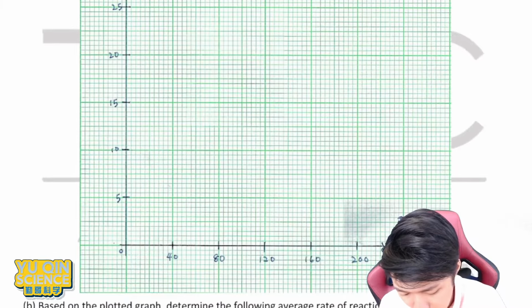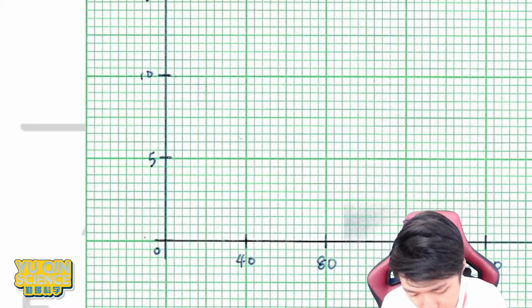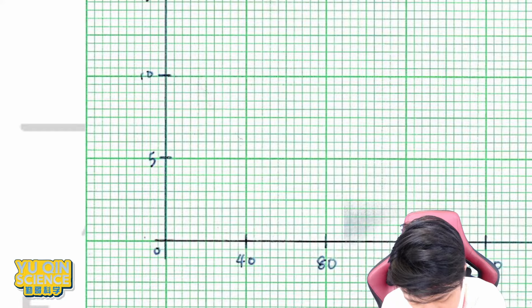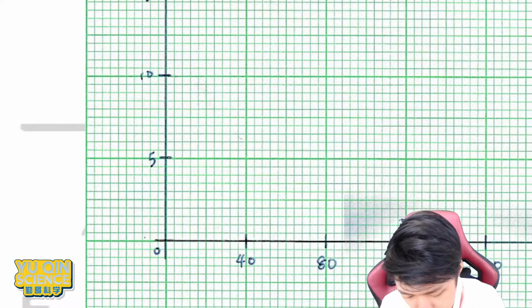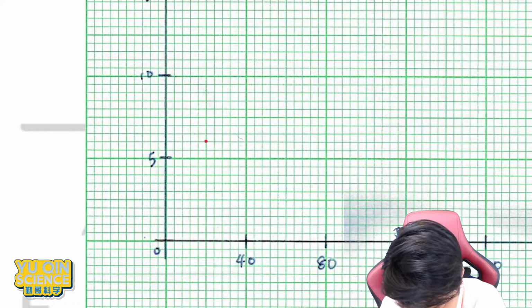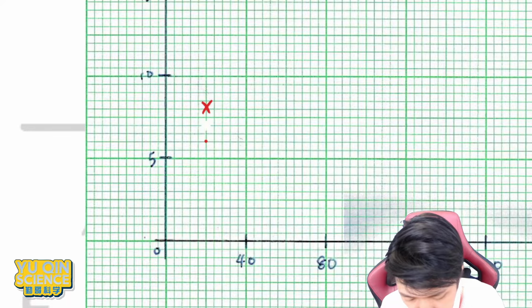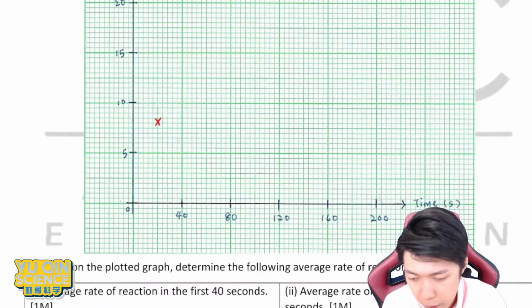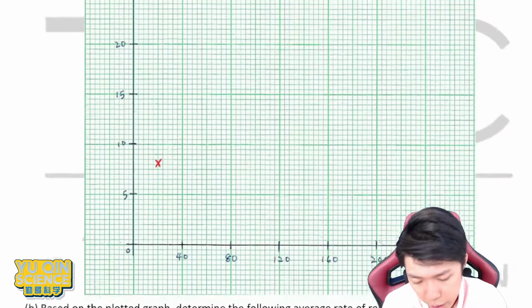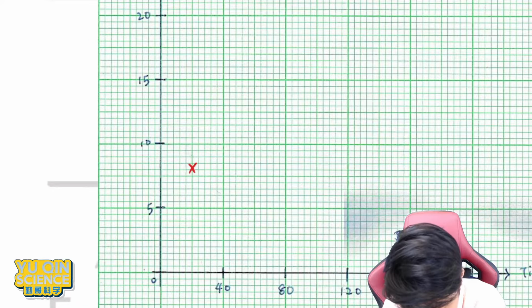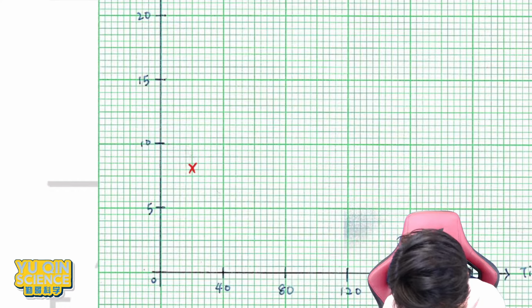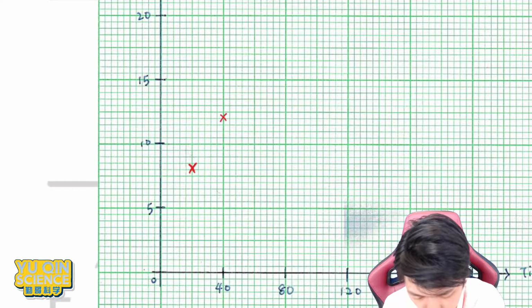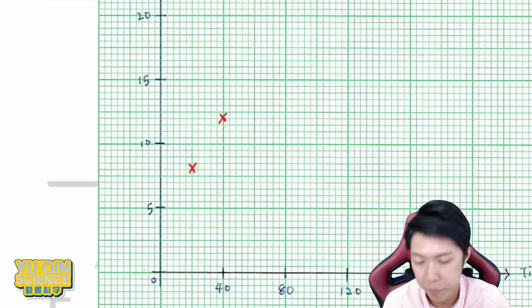28 when time is 20. 5, 6, 7, 8. There you go. Okay, next one, 40 and 12. 10, 11, 12. There you go.